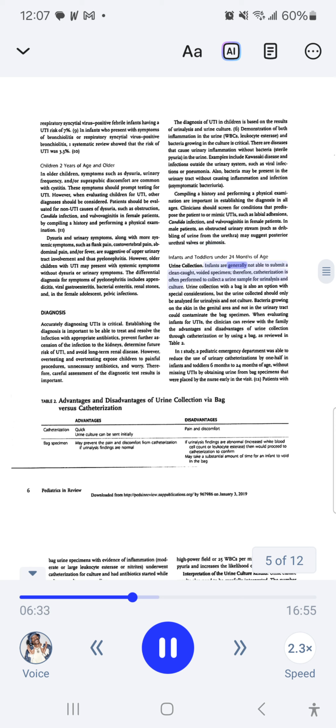Urine collection. Infants are generally not able to submit a clean-catch voided specimen. Therefore, catheterization is often performed to collect the urine sample for urinalysis and culture. Urine collection with a bag is also an option with special considerations, but the urine collected should only be analyzed for urinalysis and not culture. Bacteria growing on the skin in the general area, and not in the urinary tract, can contaminate the bag specimen.